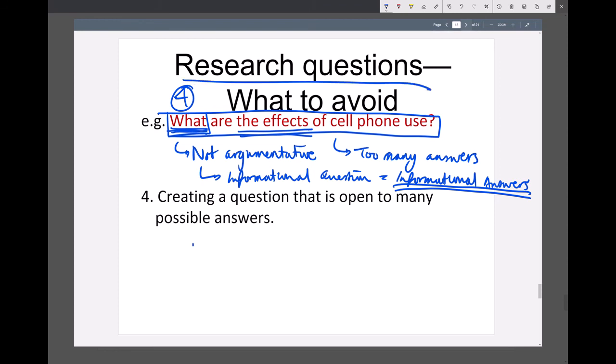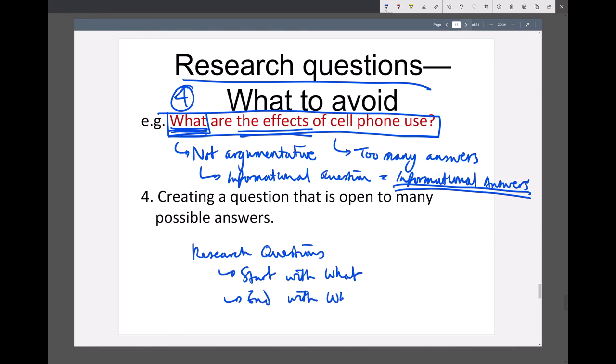Remember, research questions should start with what and end with the why. In the middle, you want to ask the other questions. The how, the who, the which, and focus on 2 to 3 keywords and the relationship between them.